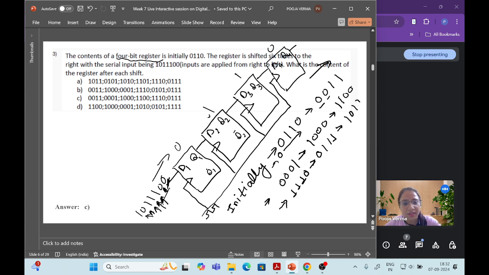They are asking for the content of the register after each shift. So we can check from the options. The first one is 0011, then 0001, then 1000, then 1100, then 1110, and 0111. They have asked for only 6 times, so we can take from here to here. So option C is the correct answer for this question.